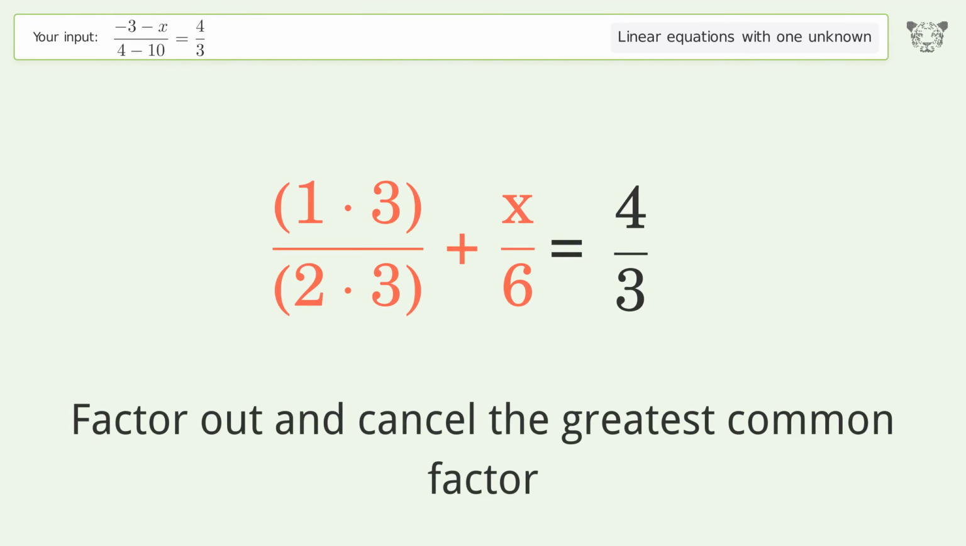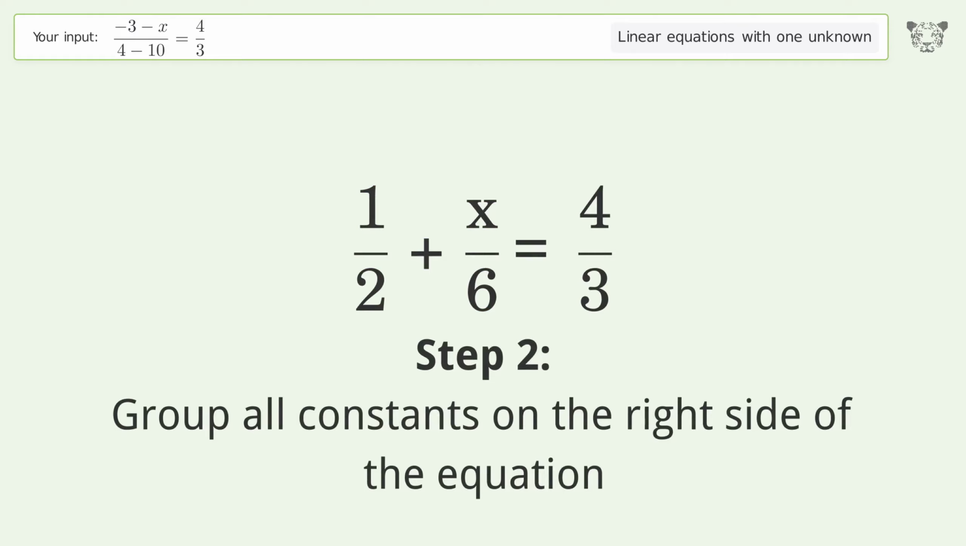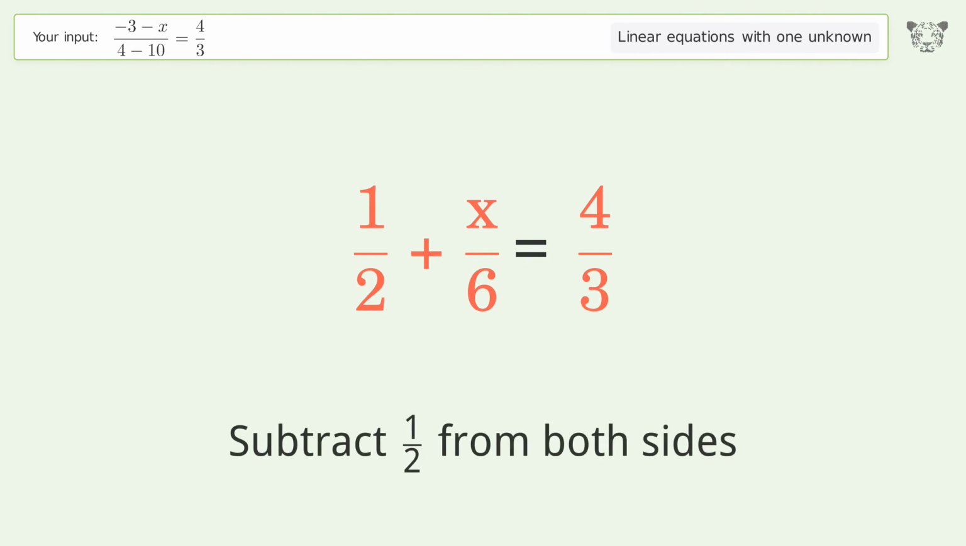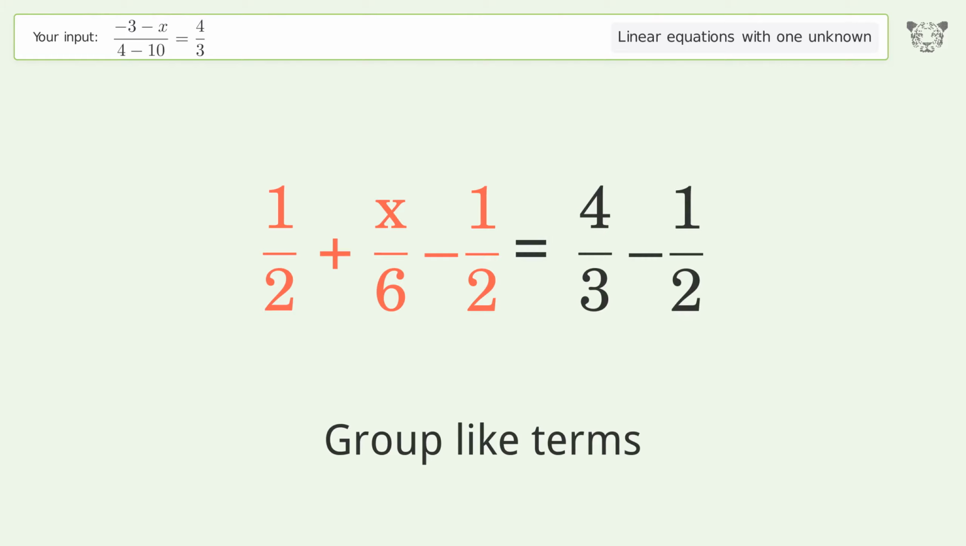Factor out and cancel the greatest common factor. Group all constants on the right side of the equation. Subtract 1/2 from both sides. Group like terms.